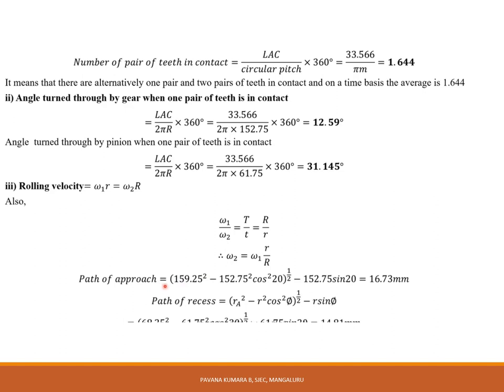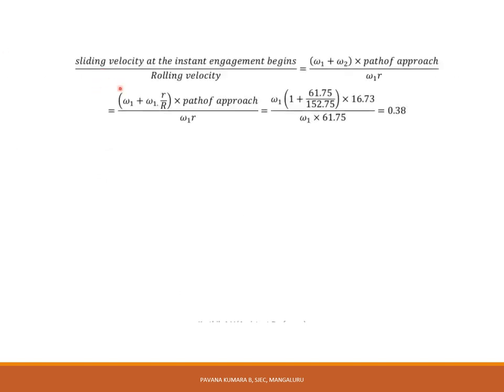So path of approach, find out separately, the formula you already know: square root of RA square minus R square cos square phi, minus R sin phi. So using all that data you know, you can determine path of approach. Similarly path of recess, this is the formula, substitute the value and find out the answer, path of recess.